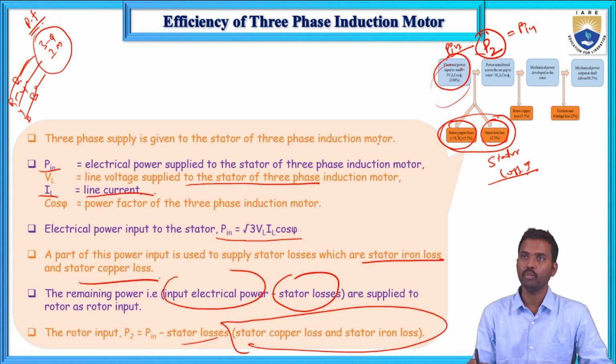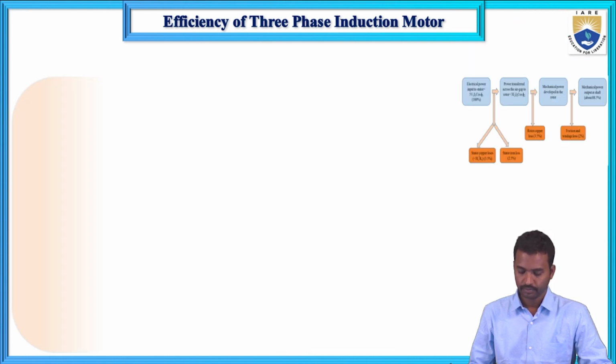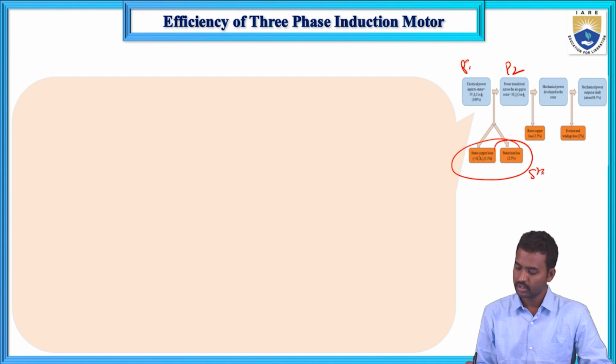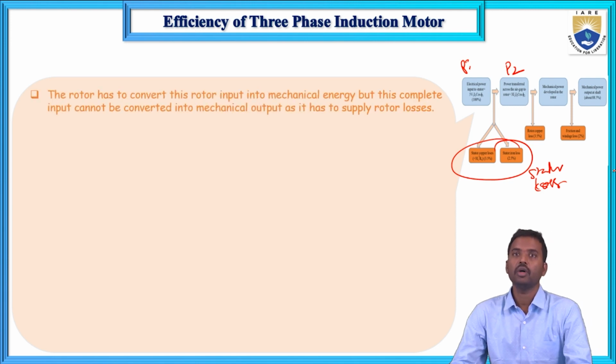Okay, now P in minus stator losses. If you subtract the stator copper losses from the P input, this is the P in and this is the P2. The stator losses are stator copper losses plus stator iron losses. Now this rotor has to convert this rotor input to mechanical energy.